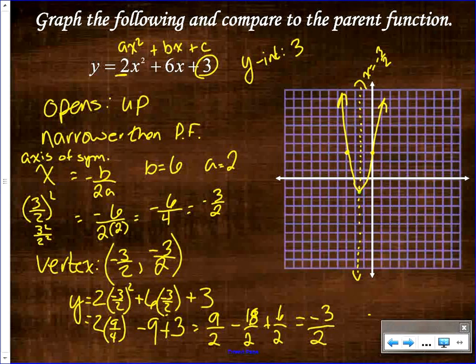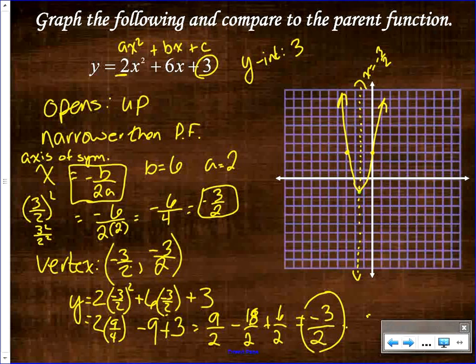All I did is go through the things that we wrote down on the last page. It opens up if A is greater than 0, or positive, right? It's narrower if A is greater than 1. Axis of symmetry is this equation right here. So we just plugged in the numbers and got my axis of symmetry. And that's also my x-coordinate of my vertex. And then that's where it kind of got complicated. Plug this in here because we have fractions. And then we got our point here.